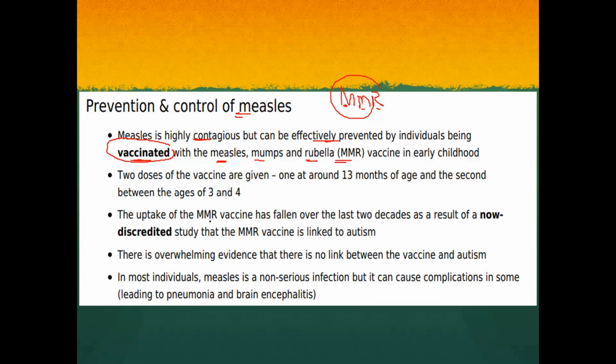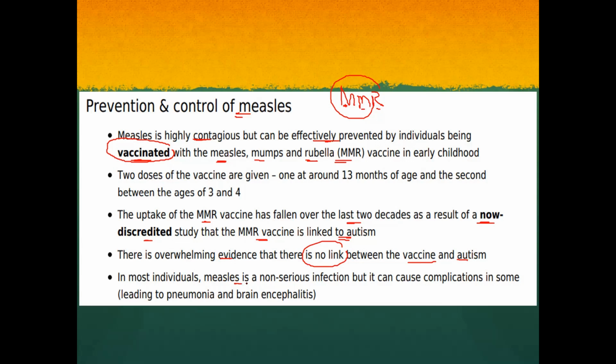Okay. So uptake of the MMR vaccine has fallen over the last 2 decades as a result of a now discredited study that the MMR vaccine is linked to autism. Okay, so in the beginning someone said that it causes autism, but there is no link. But again, because something is there in the market, people start believing that. So in the last 2 decades it has been stopped worldwide, but in Pakistan it is still there. In Pakistan, in our EPI program, we have to give this vaccination to the child, right? So there's overwhelming evidence that there is no link between the vaccine and autism, right?